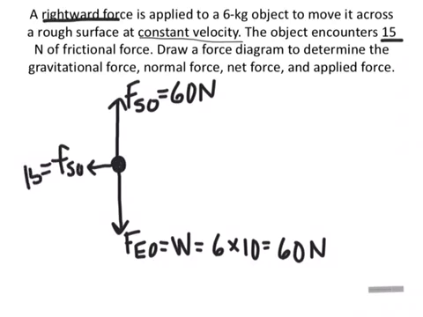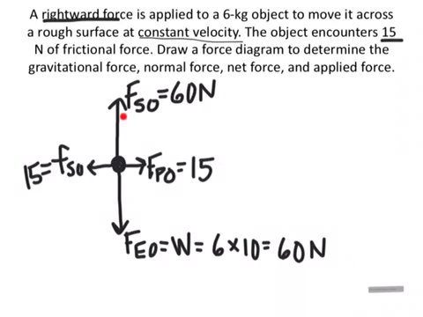is 15. And if it's moving at a constant velocity, then the push also needs to equal the friction force. So the force of the push on the object also needs to be 15. So 15 newtons to the right cancels out 15 newtons left. So we are balanced vertically and we are balanced horizontally. So the gravitational force is 60 newtons.